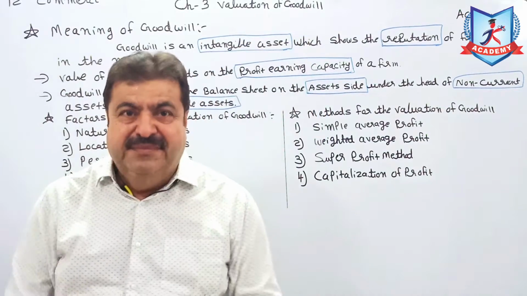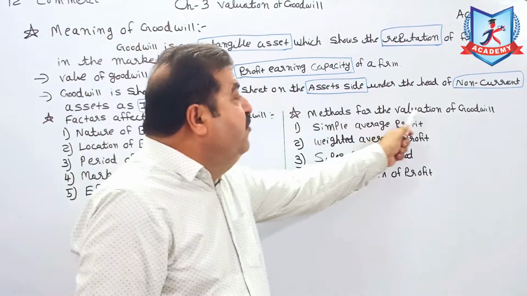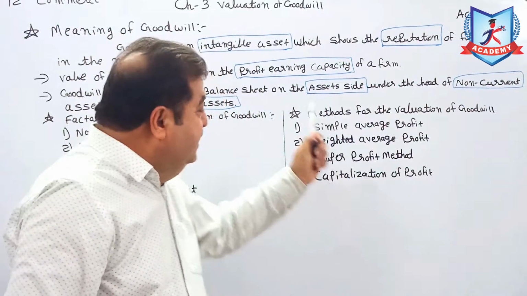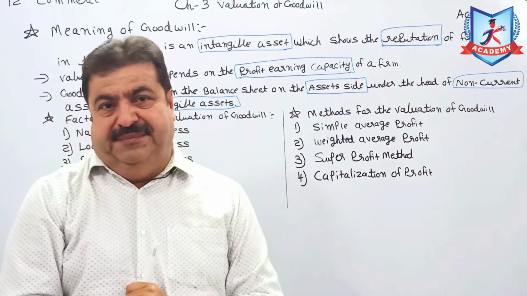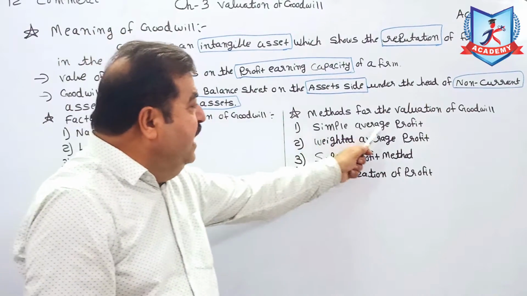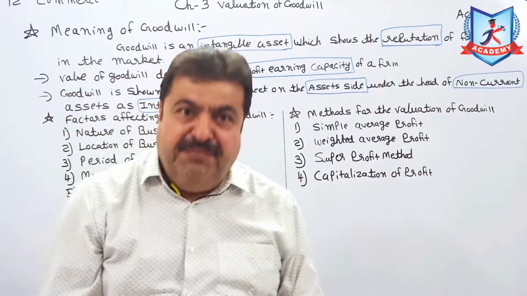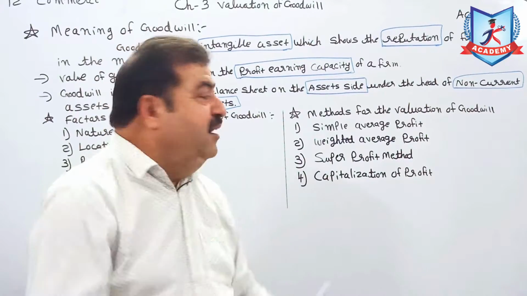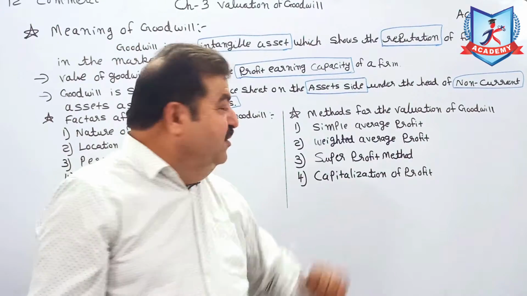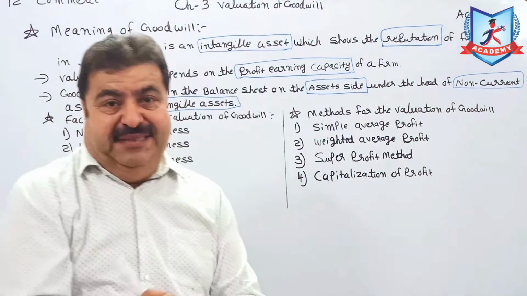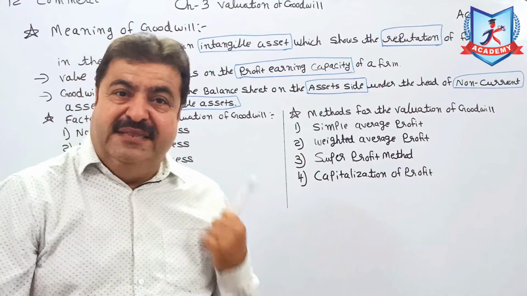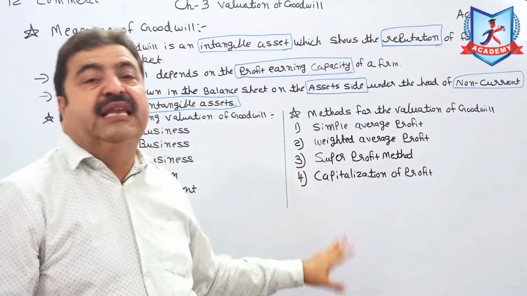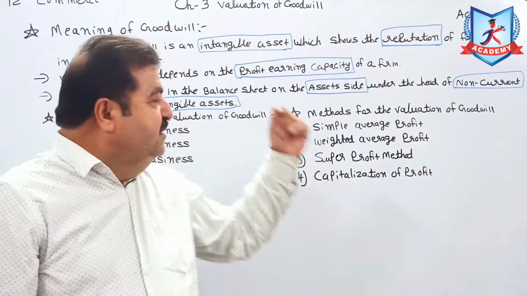Now the next point: methods for the valuation of goodwill. There are 4 methods in your syllabus. Method number 1, simple average profit. Second, weighted average profit. Third, super profit method. Fourth, capitalization of profit. So these are the 4 methods. Any one sum is asked from these 4 methods.